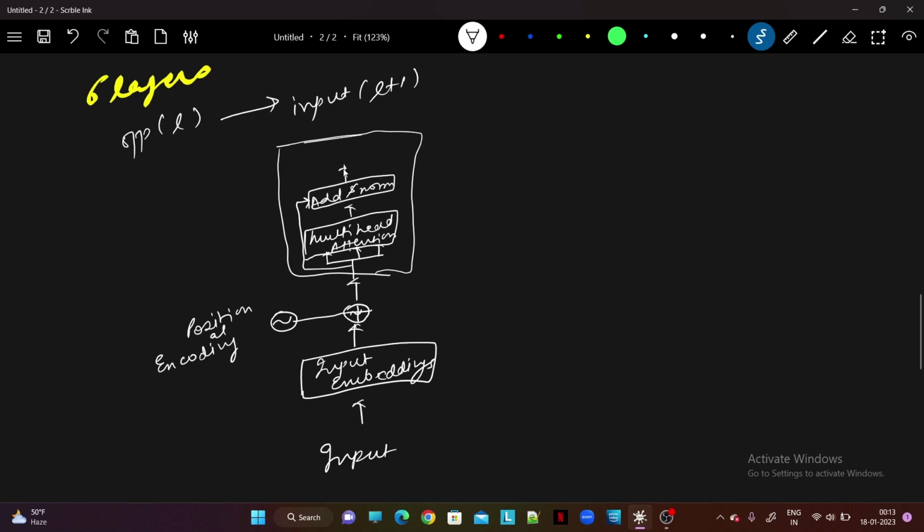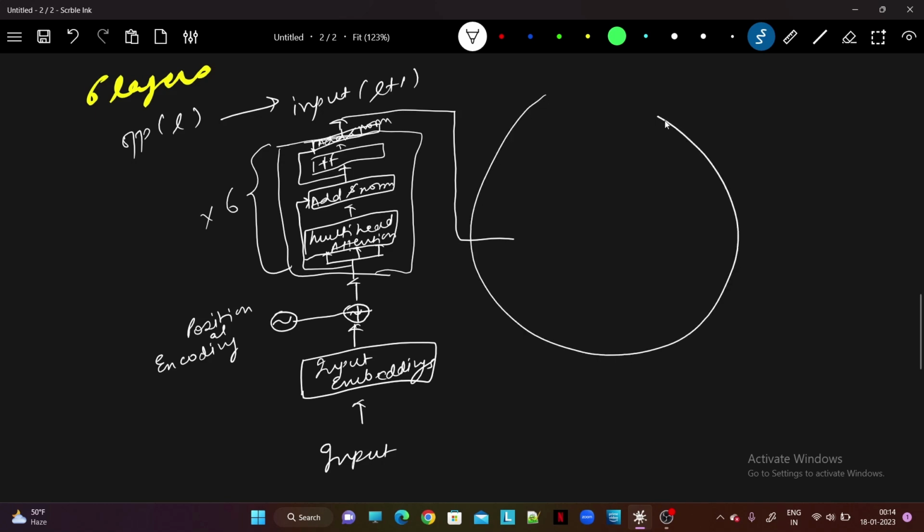And then the next layer is a simple feed forward network, a feed forward layer. And then again the same thing, add and norm, addition and normalization. And here also there's a skip connection. Then the output of this goes into a similar stack like this, and this whole thing happens 6 times. The final output of all these 6 layers goes into the decoder stack. We'll talk about the whole decoder stack in the next video.